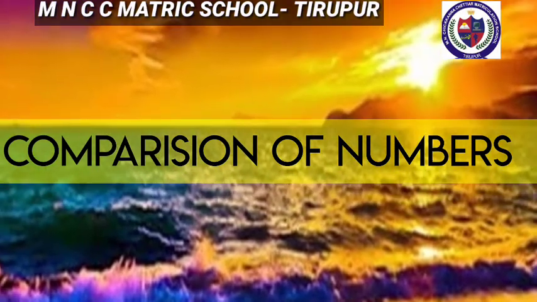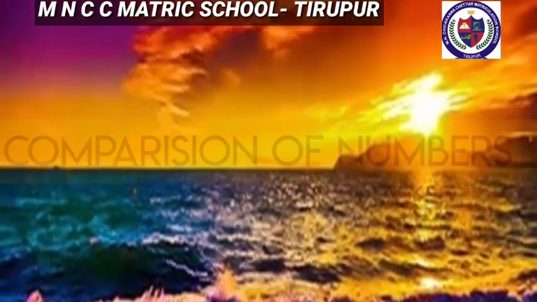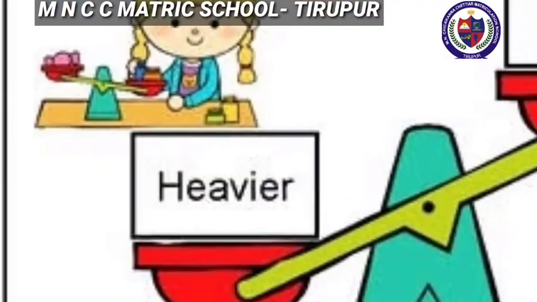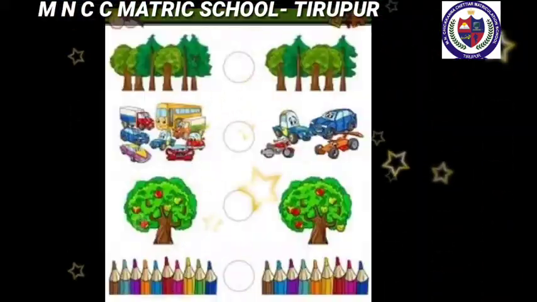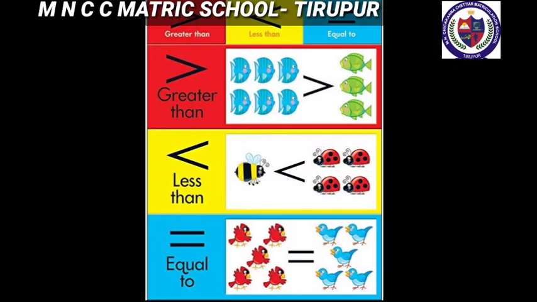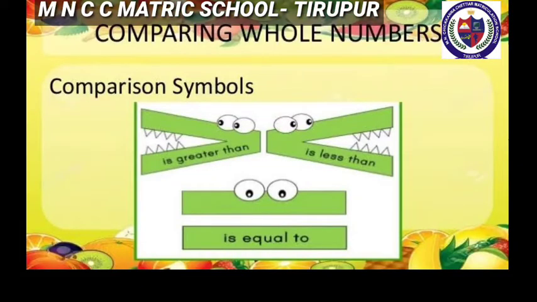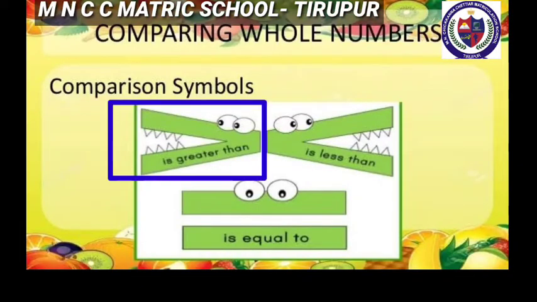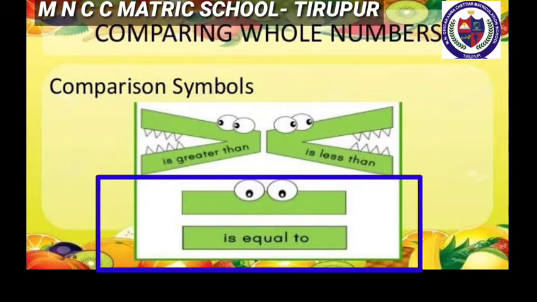We can compare the given two objects either by height, weight and number of countings. There are three symbols used in comparison: greater than, less than and equal to. I repeat, comparison symbols are greater than, less than and equal to.